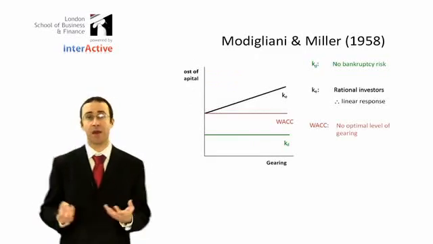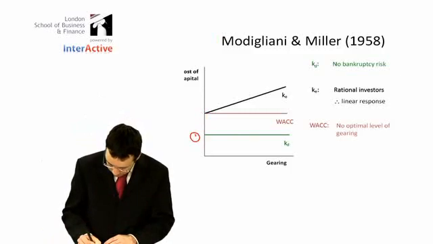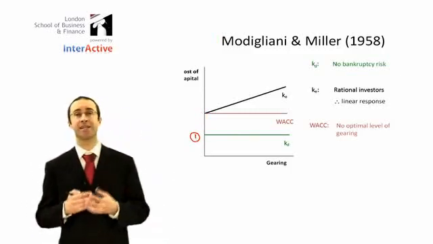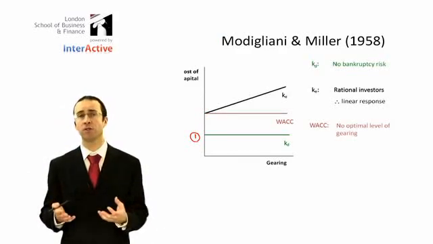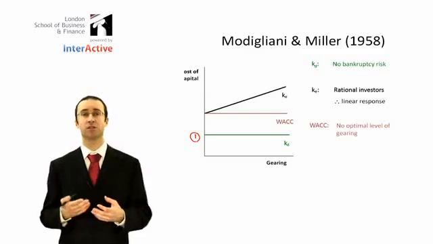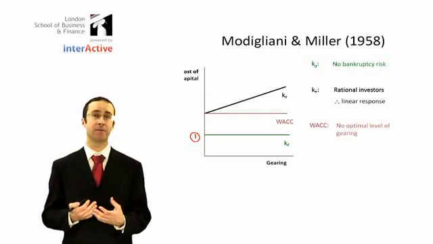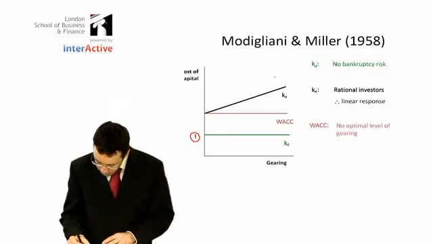So as you can see, again, what we have here is that your cost of debt remains static. It does not change. What you will also note there is M&M also assumed that there was no bankruptcy risk. So there's no flick at the end of your cost of debt at high levels of gearing. We also assume that your investors are rational.